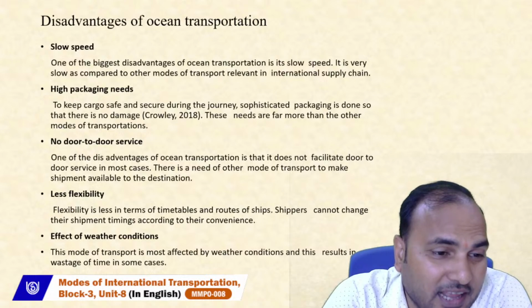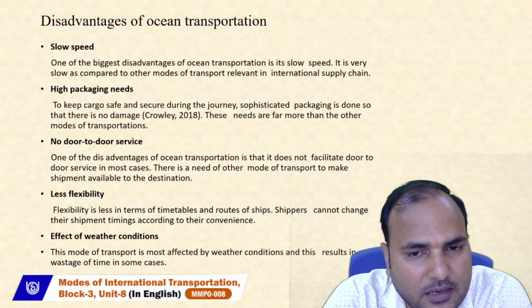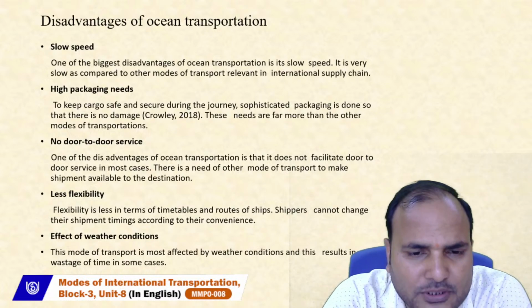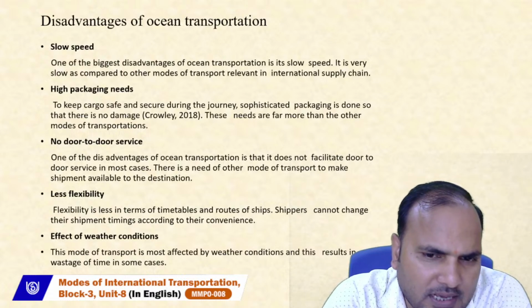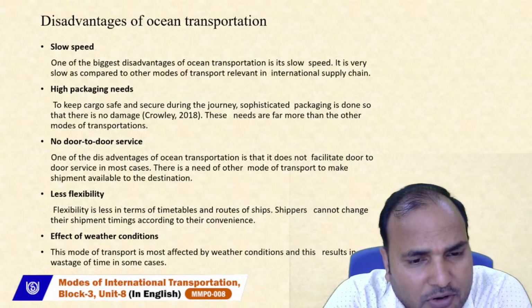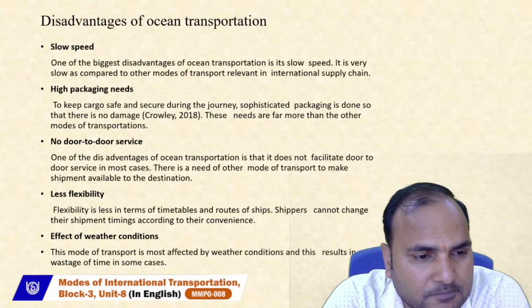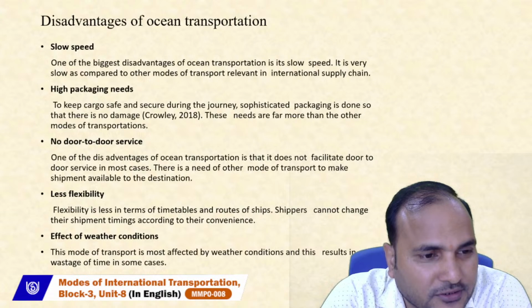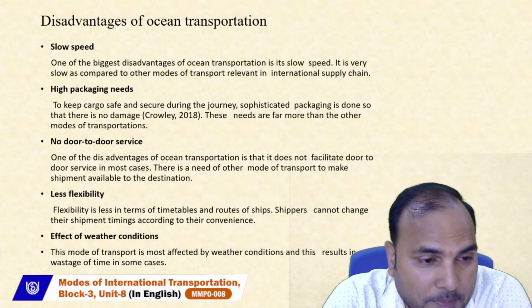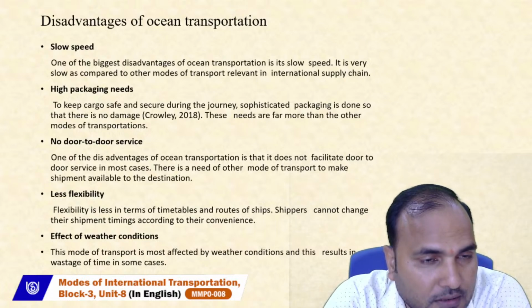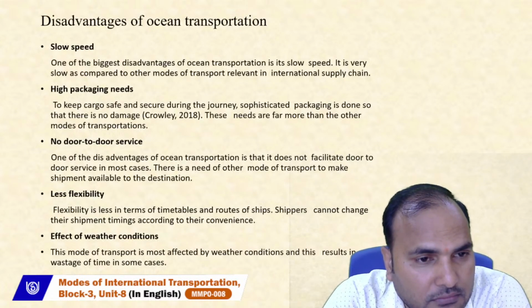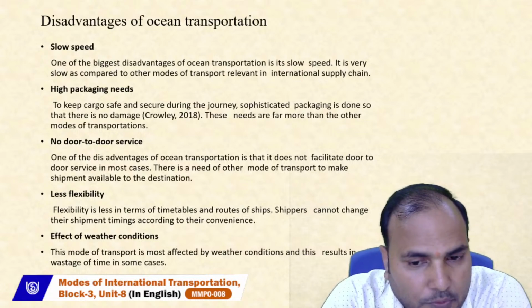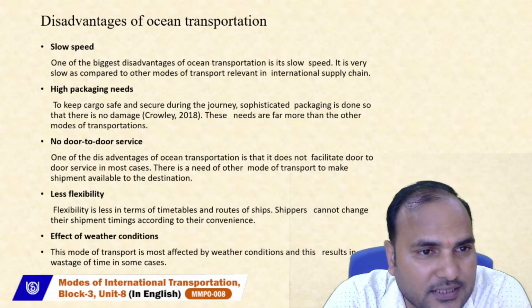Next disadvantage is less flexibility. Flexibility is very low in terms of timetables and routes of ships. Shippers cannot change their shipment timing according to their convenience. The time is fixed and the route is fixed. So in terms of flexibility, it is comparatively less. Another is the effect of weather conditions. This mode of transport is mostly affected by weather conditions, which results in wastage of time in some cases.